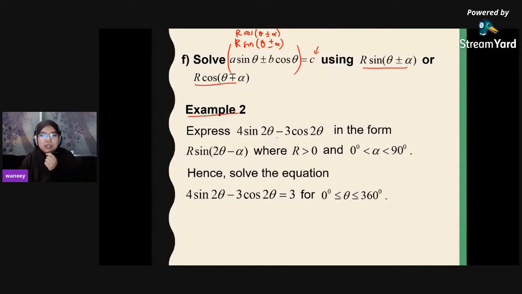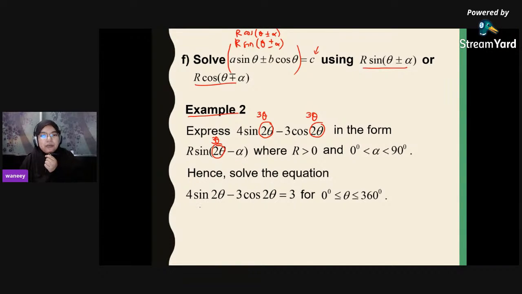Express 4 sine 2 theta minus 3 cos 2 theta in the form of r sine 2 theta minus alpha, where r is greater than 0 and alpha is somewhere between 0 and 90 degree. Do you guys realize this is 2 theta? That is the reason why over here this is also 2 theta. So we should keep the same angle. So 2 theta, 2 theta, also 2 theta. If this one is theta, this one is theta, this is definitely theta. If this is 3 theta, this is also 3 theta. So the angle must be the same. Okay, so we're going to express them in the form of r sine 2 theta minus alpha first.